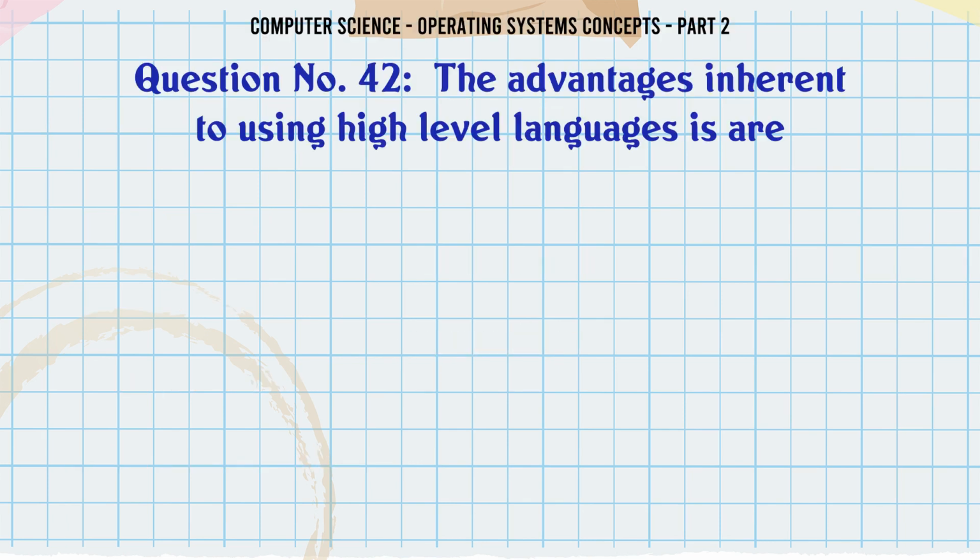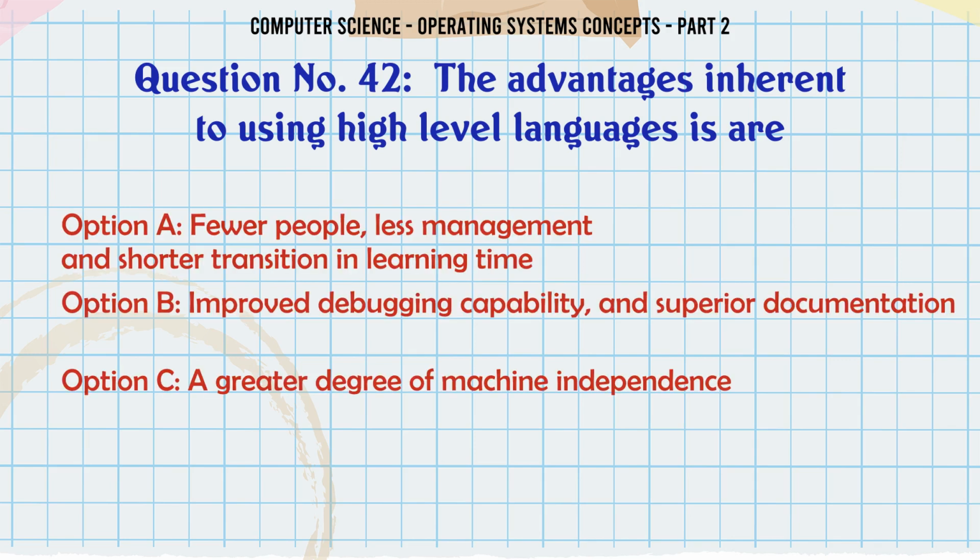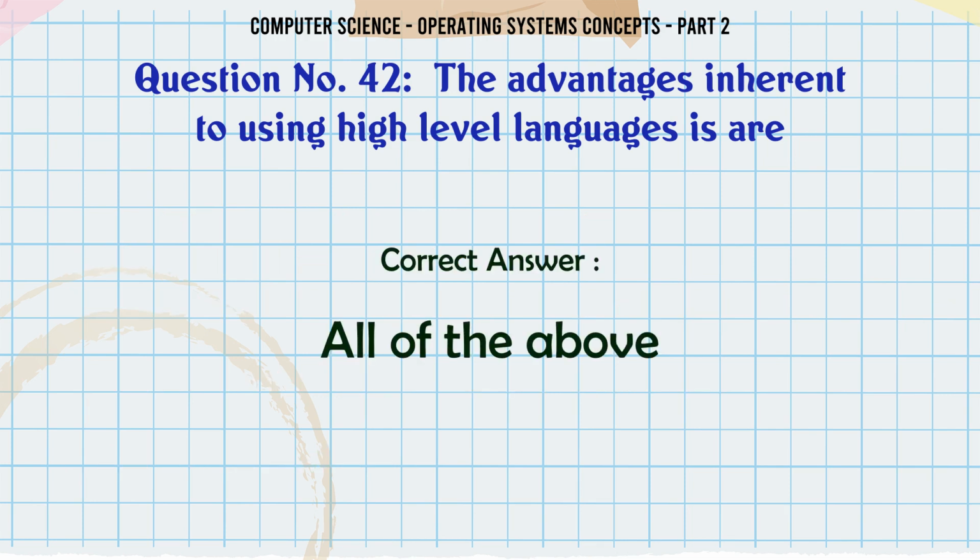The advantages inherent to using high-level languages are: A. Fewer people, less management, and shorter transition and learning time. B. Improved debugging capability and superior documentation. C. A greater degree of machine independence. D. All of the above. The correct answer is all of the above.